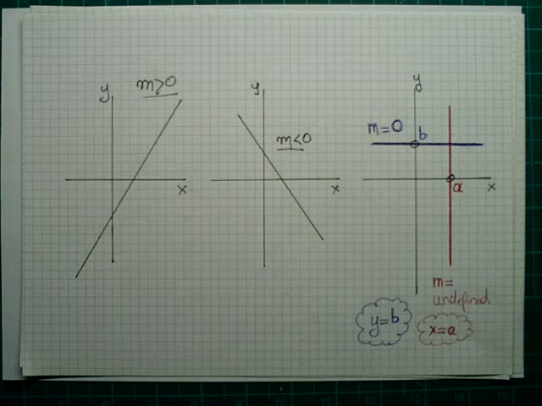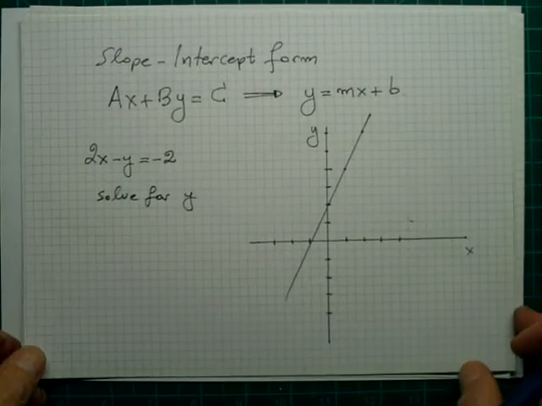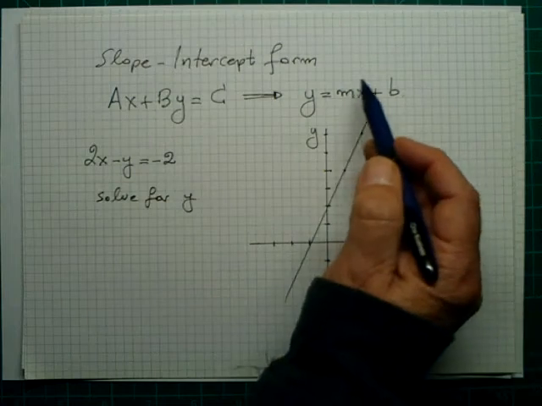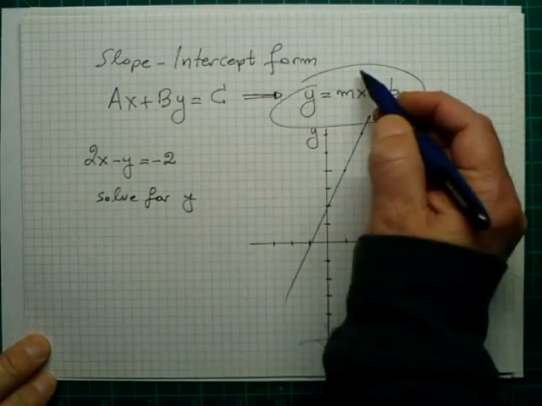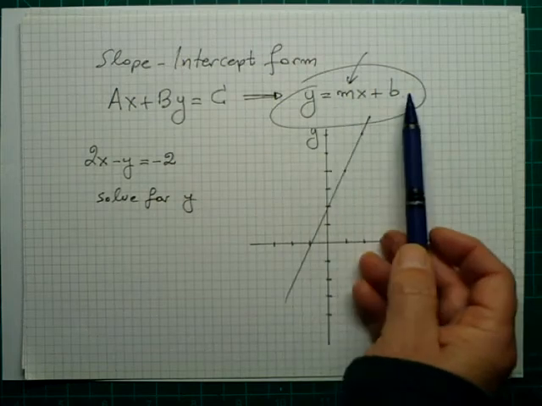We can also write down the equation of the line in slope intercept form. This is the slope intercept form. This number here is the slope of our line. How do we do this?